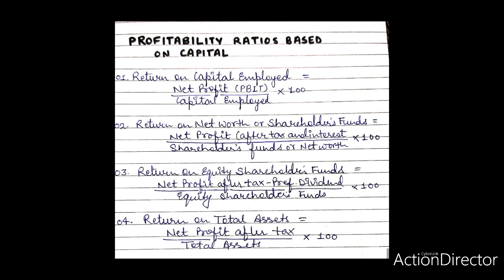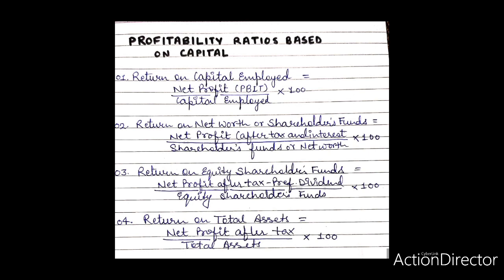Therefore, to measure the overall profitability of the firm, it is essential to compare profit with capital employed. With this objective, return on capital employed is calculated. It is also called return on investment. This ratio expresses the relationship between profit and capital employed and is calculated in percentage by dividing the net profit by capital employed. The formula used is as follows: net profit, which is PBIT, profit before interest and tax, divided by capital employed into 100.